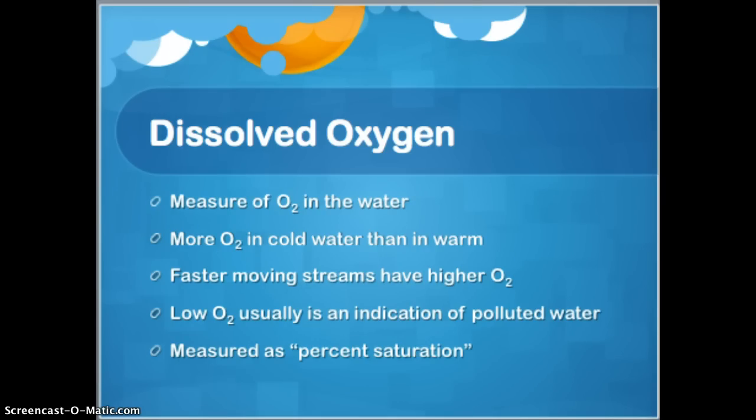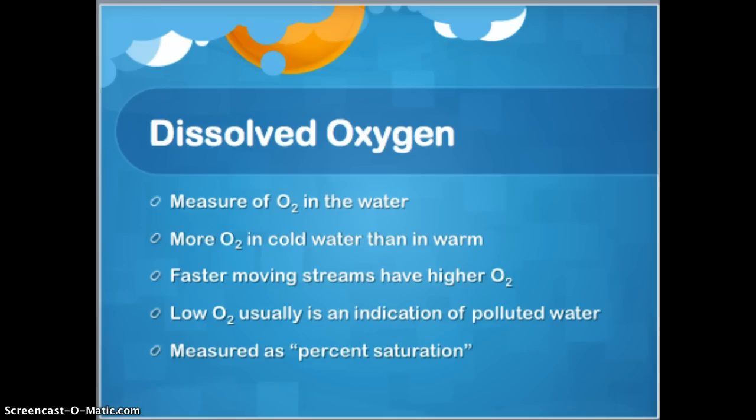The dissolved oxygen is a measure of just the O2 molecules that are in the water. There's going to be more oxygen in cold water than there is in warm water. As water warms, the molecules of water move faster and they push the oxygen molecules out of the water, so it becomes less saturated. As a result, usually the dissolved oxygen is measured by a percent saturation. It's a little bit of a tricky graph to interpret to measure the percent saturation. We'll show you that in class.